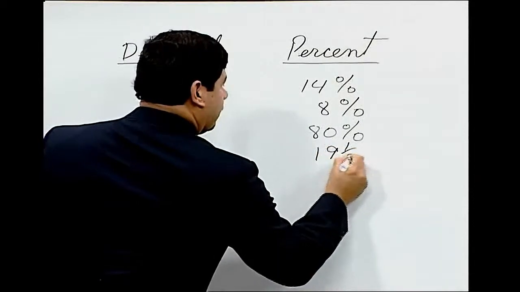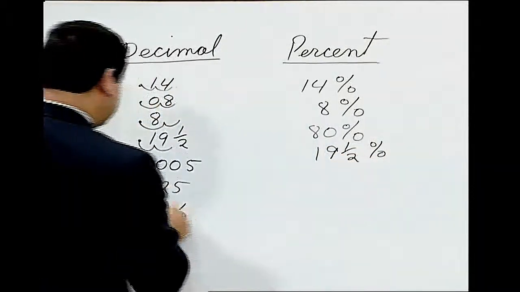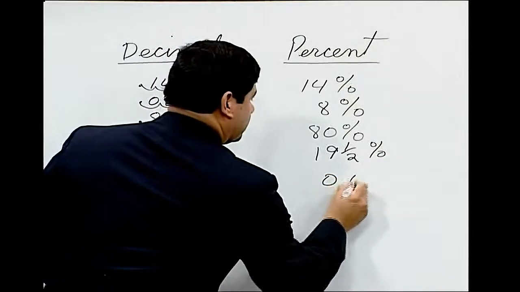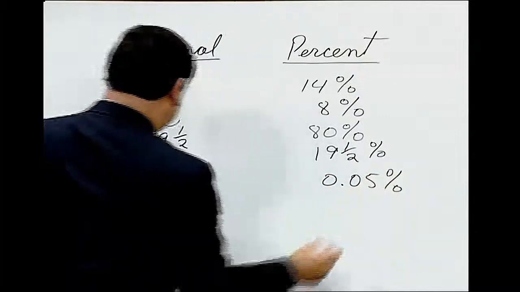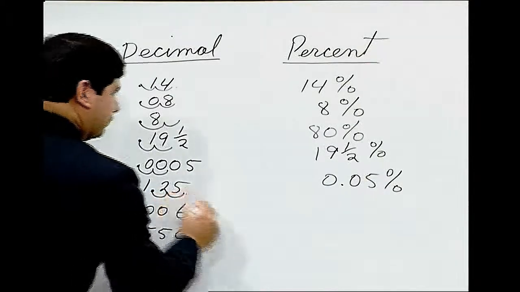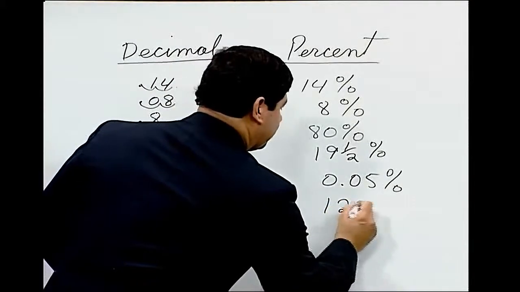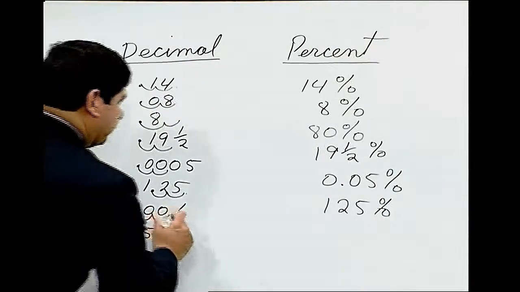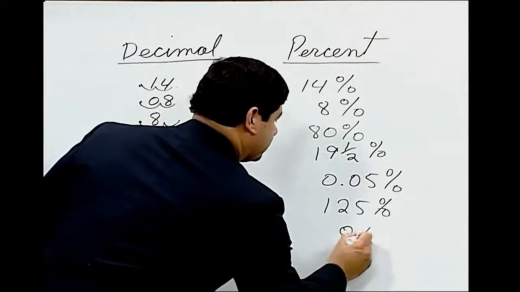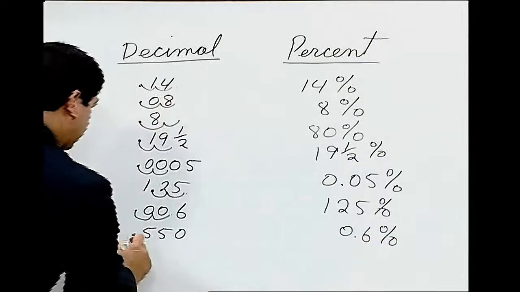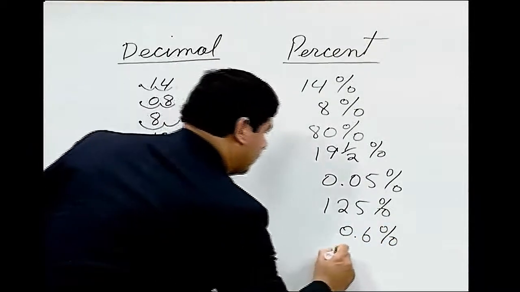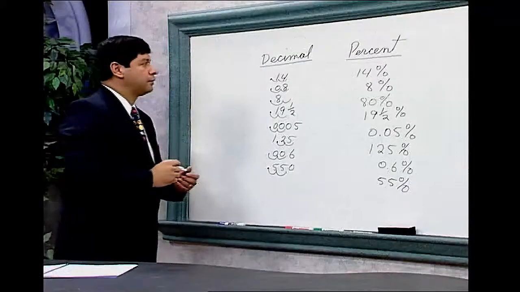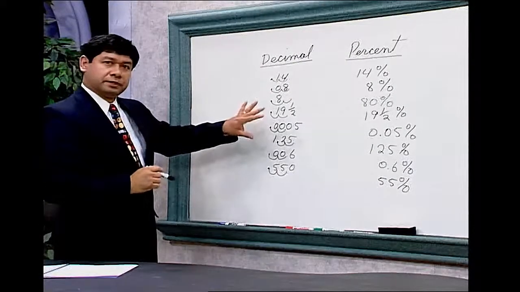1, 2. 19 and 1/2%. 1, 2. 0.05%. 1, 2. 125%. Very simple procedure. 1, 2. 0.6%. And 1, 2. 55%. A very simple way to convert decimals to percents.